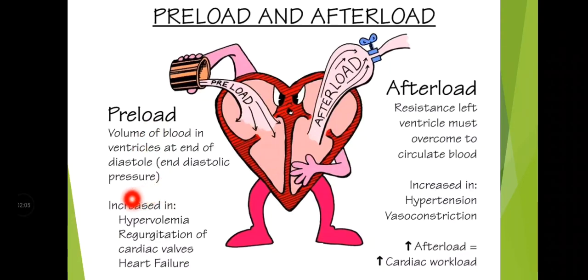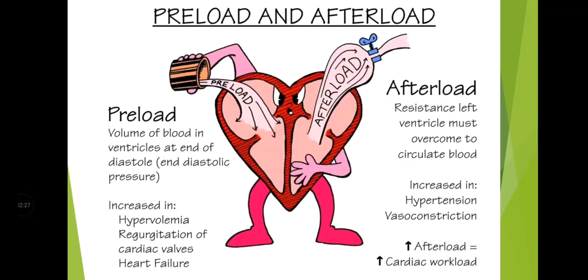So when does it increase? In hypervolemia, regurgitation of the cardiac valves, and in heart failure it increases. Why? Because there's an overload of fluid or blood in the ventricles. That is why preload increases in hypervolemia. When the blood volume increases, there's more blood that is going to fill up the ventricles.